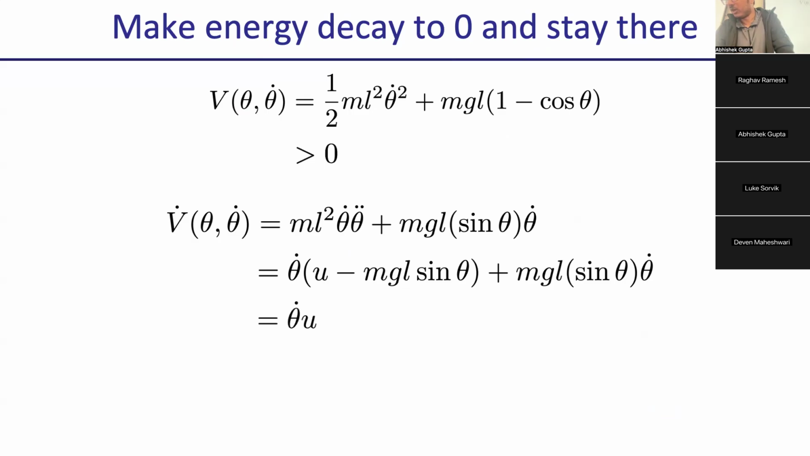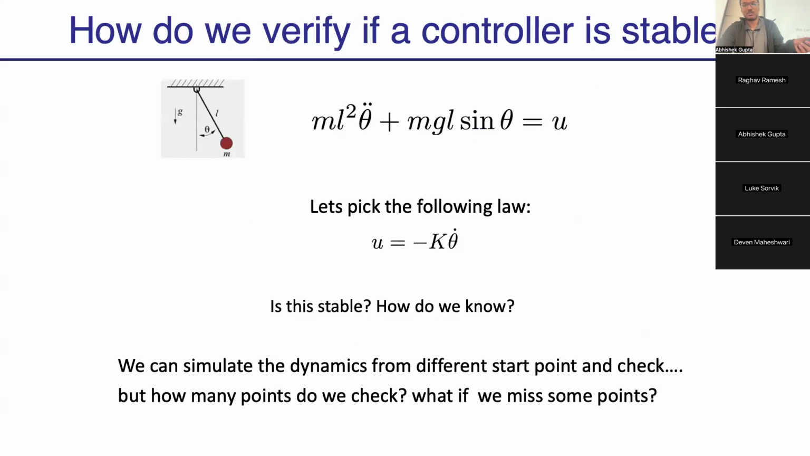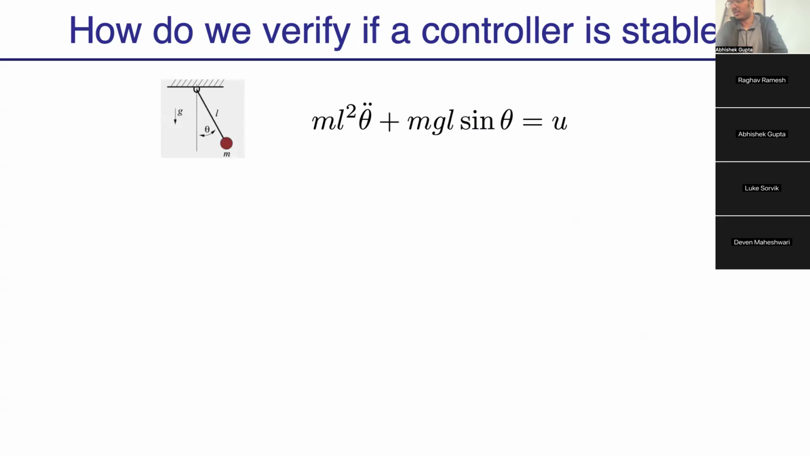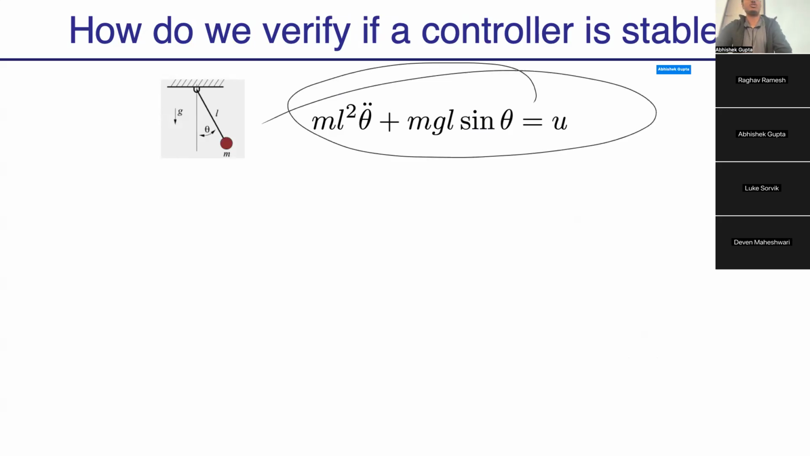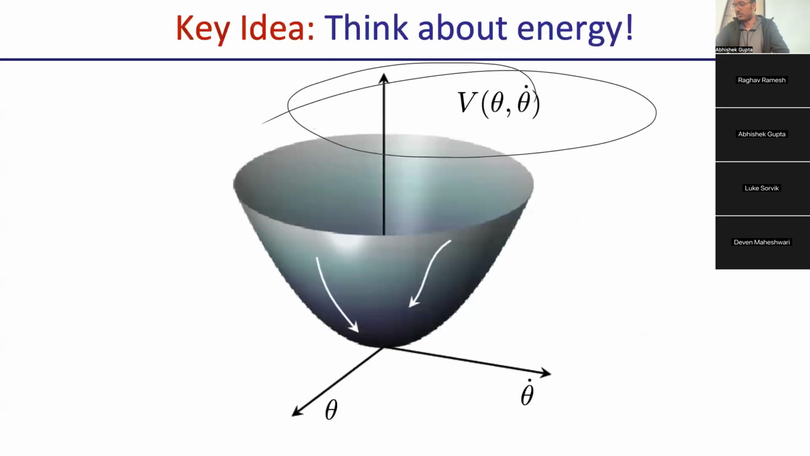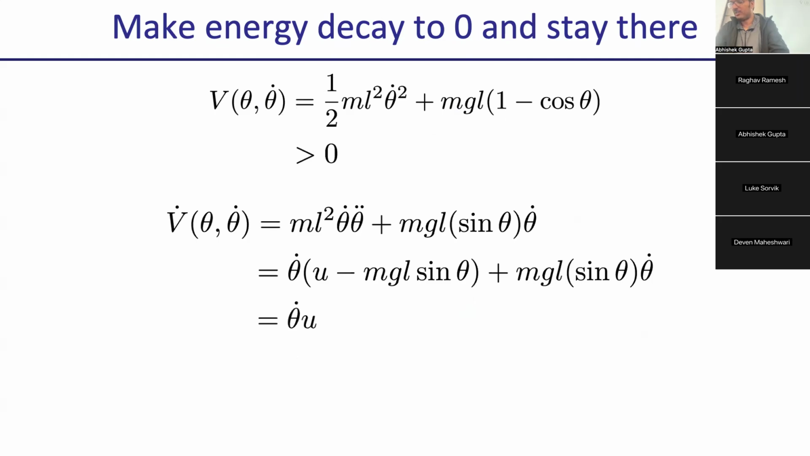So this is V dot, right? This is how the energy changes over time. Which direction is my energy going with time? Now you can substitute in from the previous slide, you know what theta double dot is from your equation. You know that theta double dot is this guy, u minus mgl sine theta. You just substitute that back in and do a little bit of algebra. You'll show that the gradient of the energy is theta dot times u.